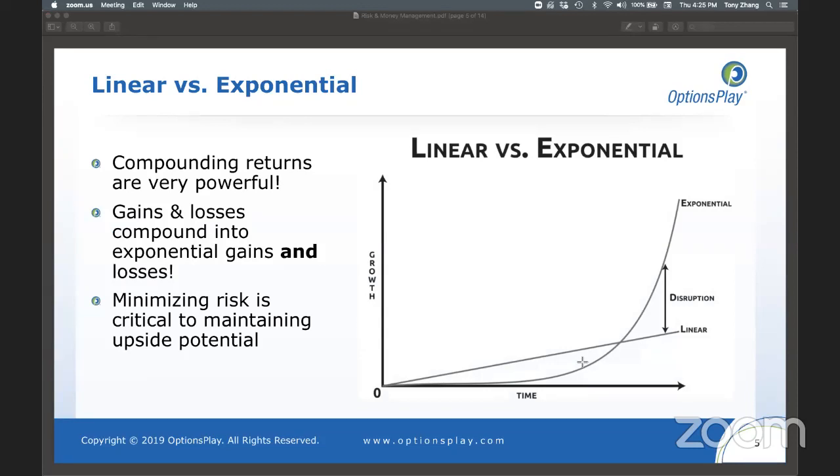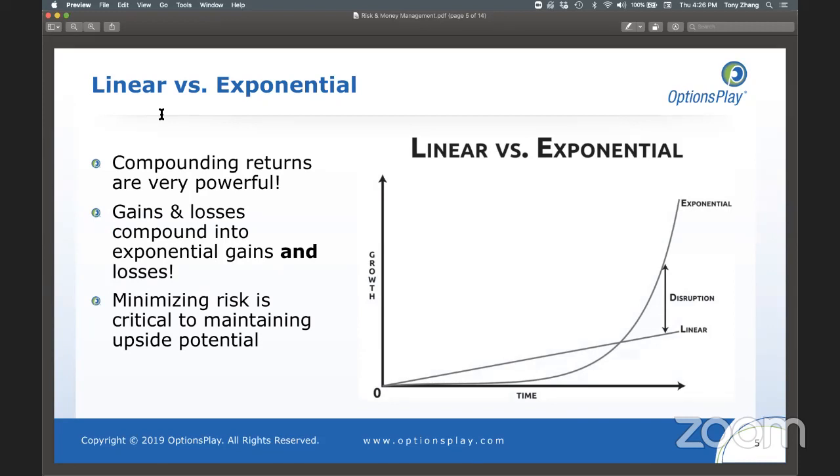And the goal here is to really minimize your risk. Minimizing your risk is critical to maintaining that upside potential, because if you blow up your account, you will no longer have any upside potential. So in order to participate in this upside exponential gain, you must make sure that you have enough capital in your account to even participate. That's why it's so important to take your time and make sure that you have enough capital to continue participating in the markets. So again, that's why we focus all of our attention on minimizing losses in order to continue trading another day.